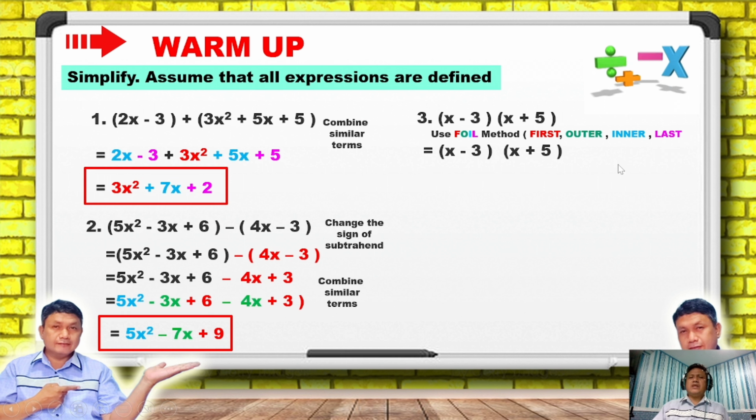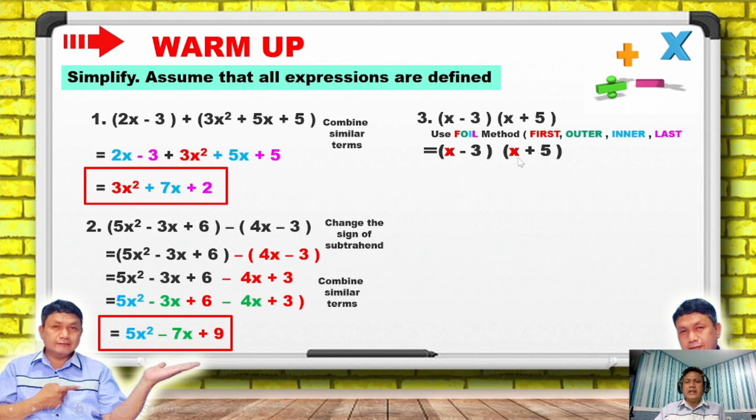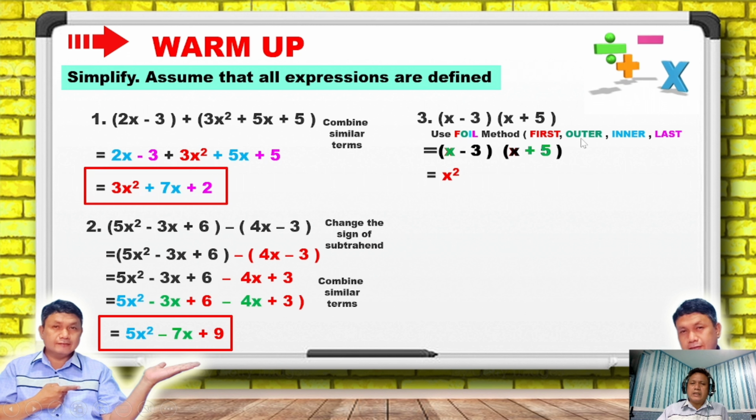So the first thing that we're going to do is we have to multiply first the first term, and that is the x and x. And what is x times x? The answer is x squared. Okay, next, we will multiply the outer. So gagawin naman natin green, at ito po ang pwesto ng outer. So positive x times positive 5. So what is the answer? So the answer is positive 5x.